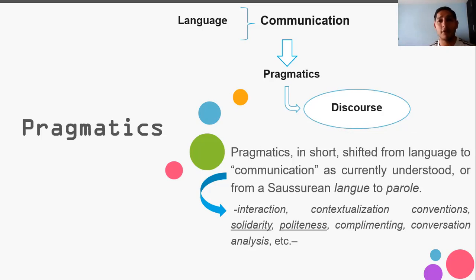So, in summary, pragmatics shifts from language to communication as currently understood, or from Saussure's langue to parole, okay, the system, where we can find issues of interaction, contextualization, convention, solidarity, politeness, complimenting, saving face, positive face, negative face, conversation analysis, turn taking, and what we have already explored with the previous task of having a natural conversation and identifying those contextual cues that might impact meanings and interaction itself.